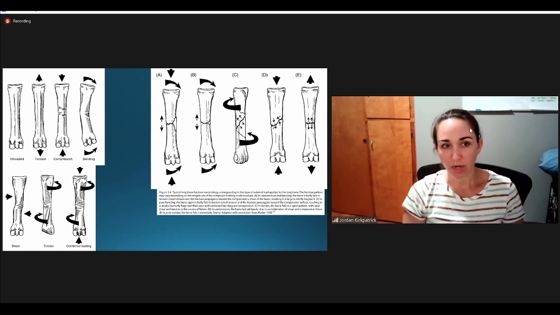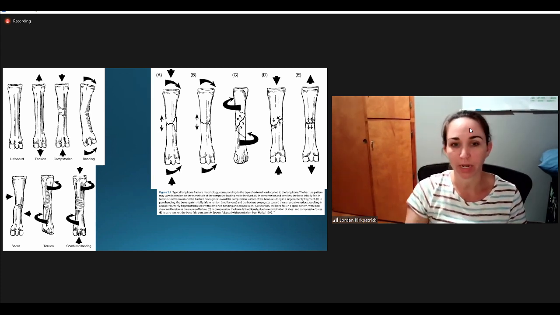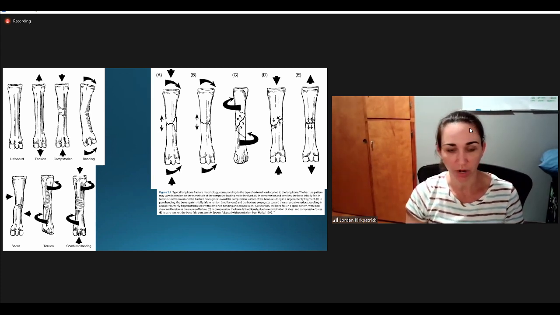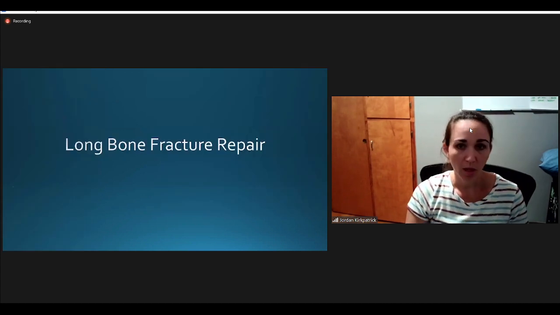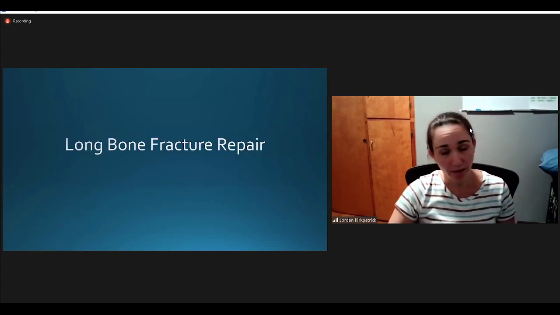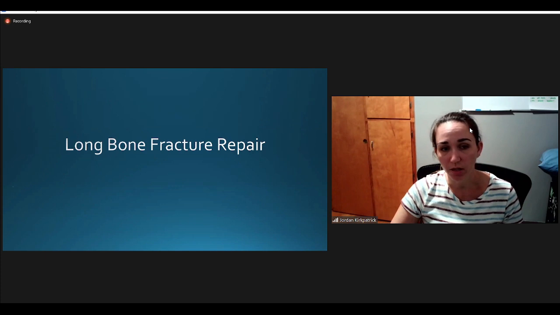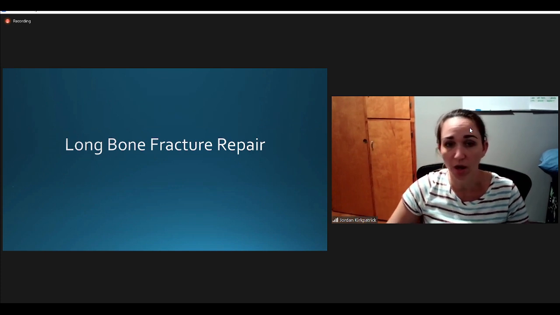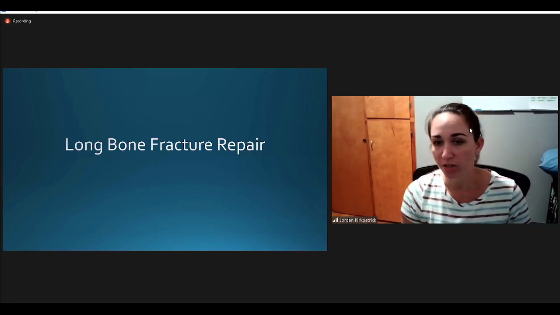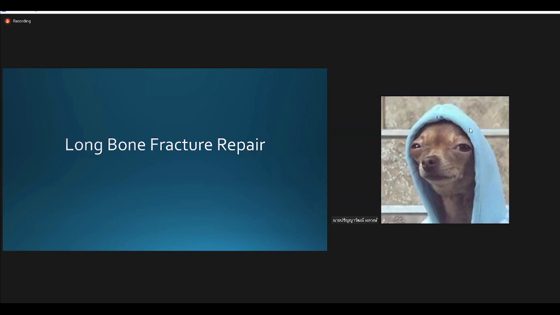These are just schematics to go over the different types of loads and how these fractures can occur. Any questions after that very long and drawn out discussion on how bones fracture? I know that's a lot of information in one go.